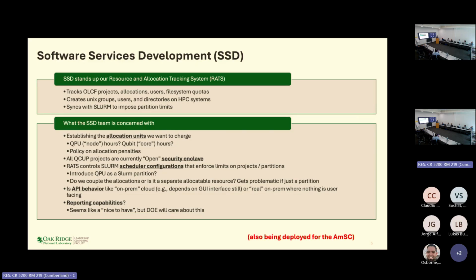So it tracks OLCF projects, the allocations they have, the users they have, the file system quotas, and which directories they're allowed to touch. It also creates the Unix groups and various accesses that they would have on a given system or cluster. And this is also sort of a black box magic of what syncs with Slurm to impose partition limits for different QOSs, right?